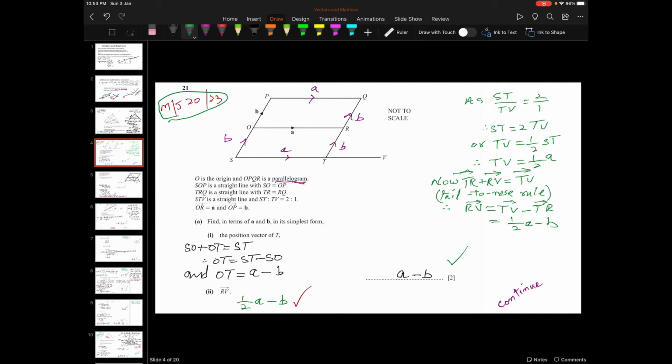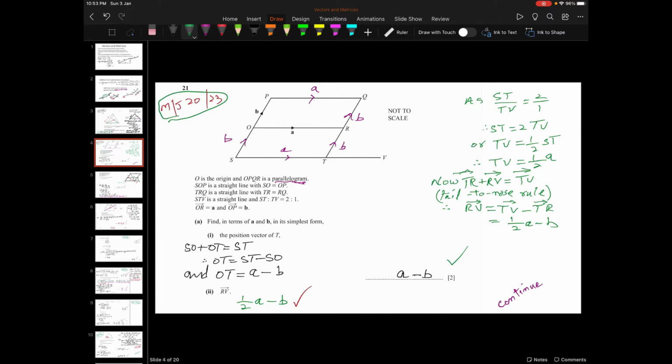Now, in this question, OPQR is a parallelogram and TRQ and STV are the straight lines. Vector OR is represented by A and vector OP is represented by B. We are going to find the position vector of T. I mean, we are going to find OT.